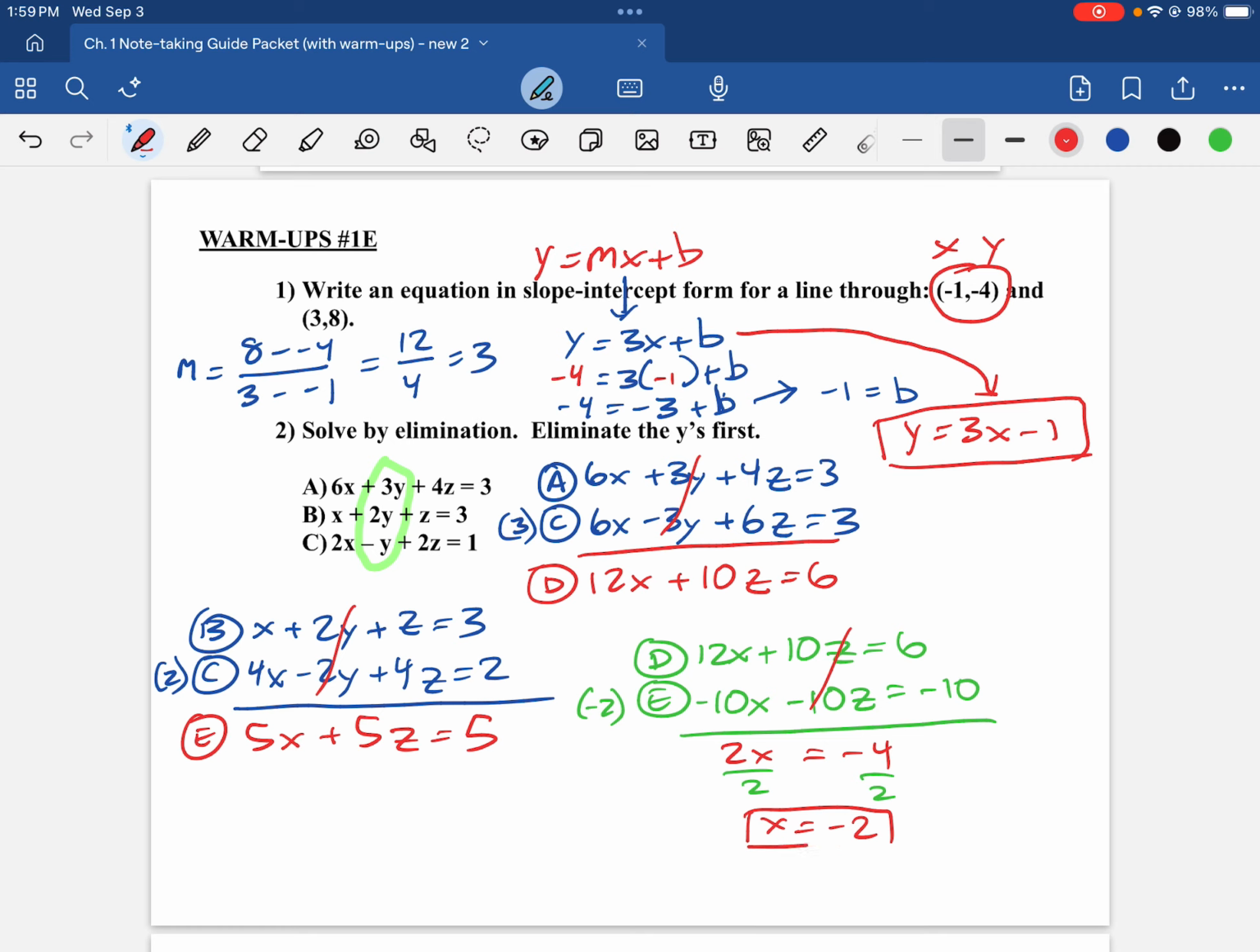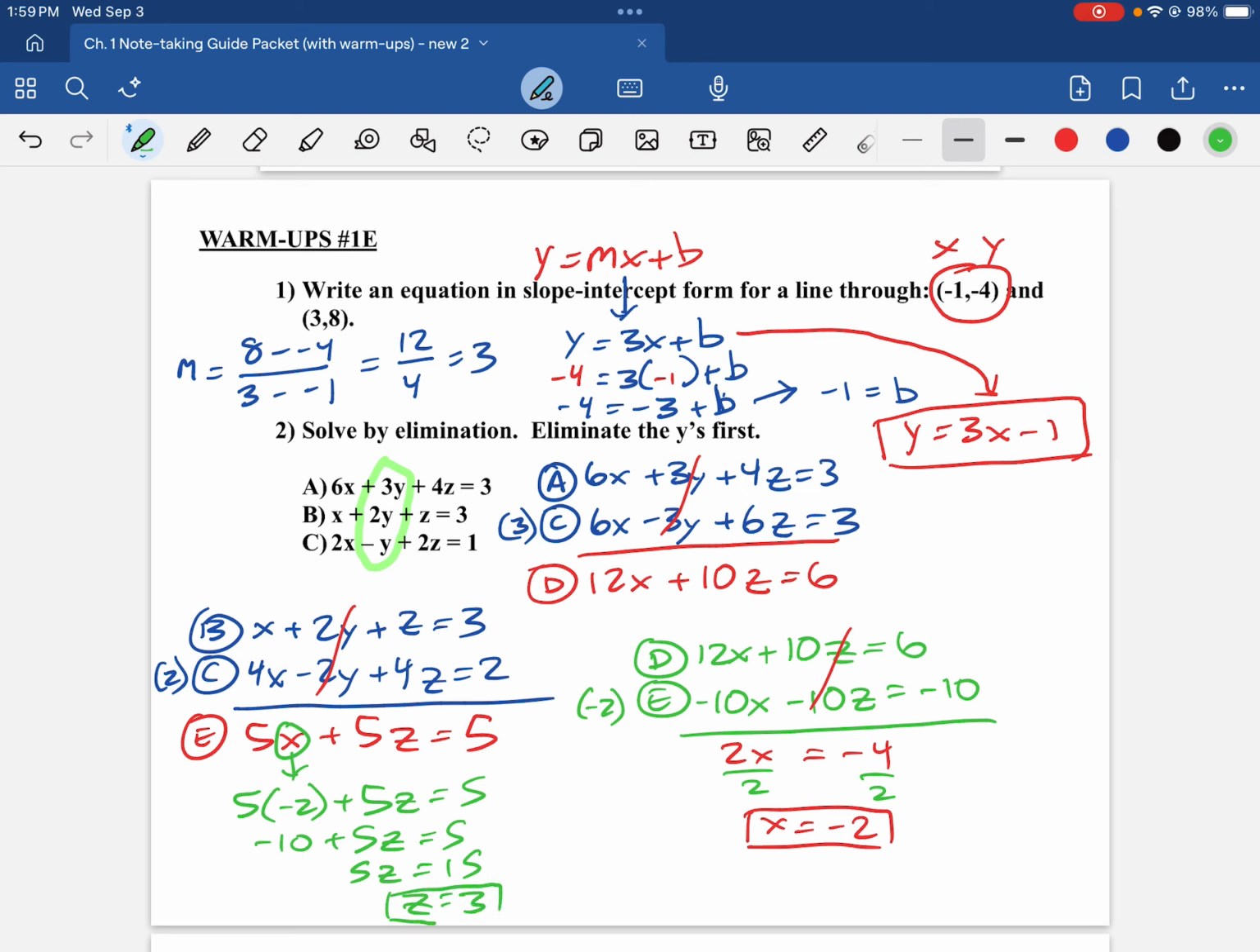Okay, got one of my variables. So now I'll go back to either equation D or E to plug in the x value that I have and get the z. So I think I'll use equation E here, and I'm plugging in negative 2 there. So 5 times negative 2 plus 5z equals 5. Okay, I'm running short on space here. Next step, I'm going to add 10 to both sides. And then I'll divide by 5, so z would equal 3.